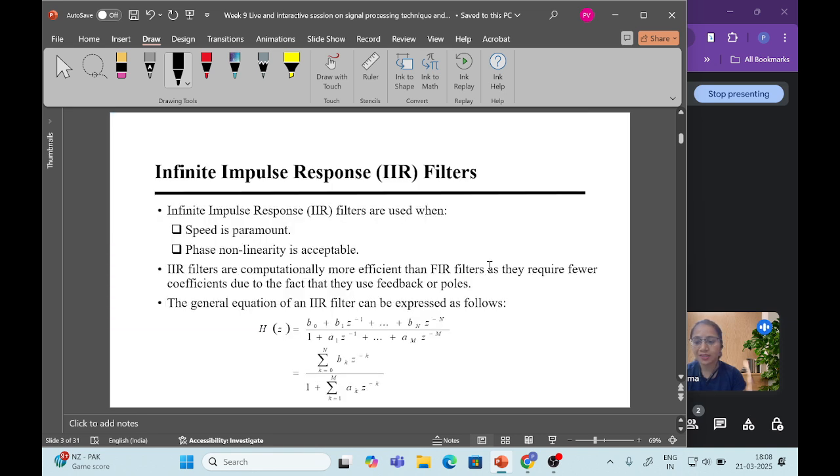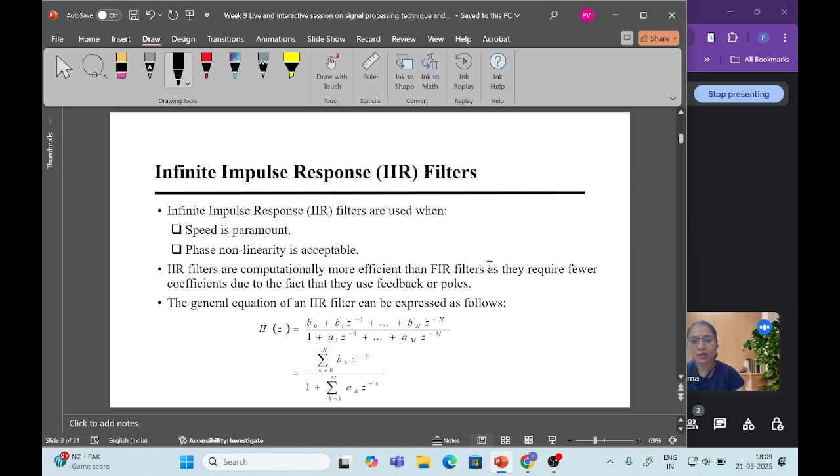First we will see some theoretical concepts, then we will solve some questions or problems which are very similar to your assignment problems. First is infinite impulse response filters, that is IIR filters. So what are IIR filters? We use IIR filters when speed is important and phase nonlinearity is acceptable. IIR filters are computationally more efficient than FIR filters as they require fewer coefficients, due to the fact that they use feedback and poles.